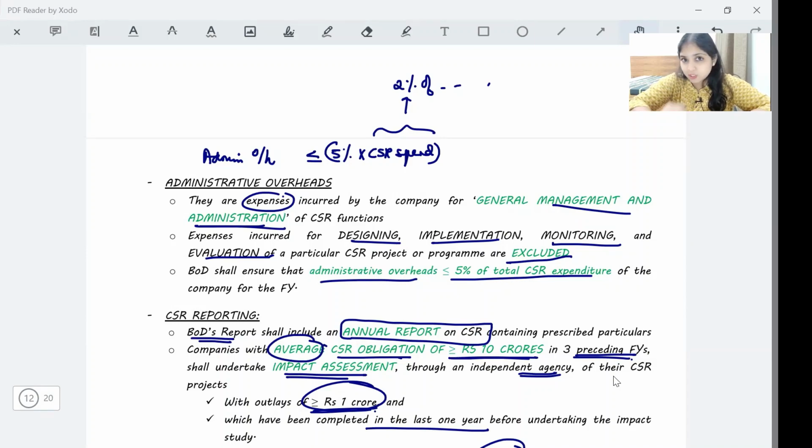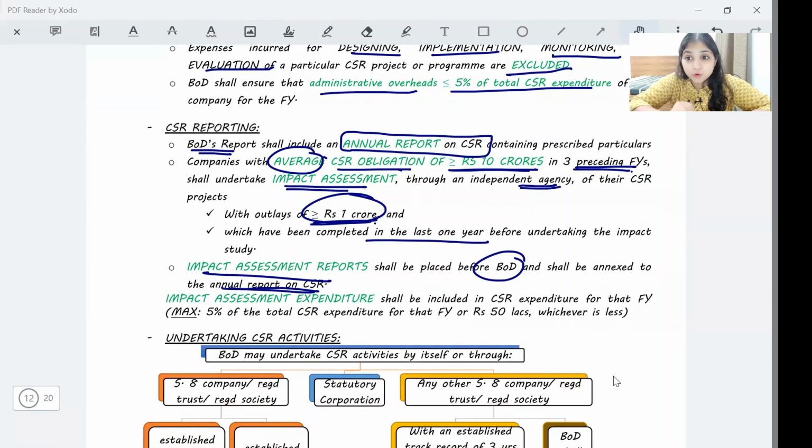Listen, admin overhead, maximum how much can the company spend? 5% of the total CSR expense of that year. Then the board of directors will have to prepare an annual report on CSR. That has to be included in the board report. To this annual report, you have to attach an impact assessment report. Not always. Only if the 3 preceding financial years' average CSR spend was at least 10 crores. Then you have to get an impact assessment report and attach it to the annual report.